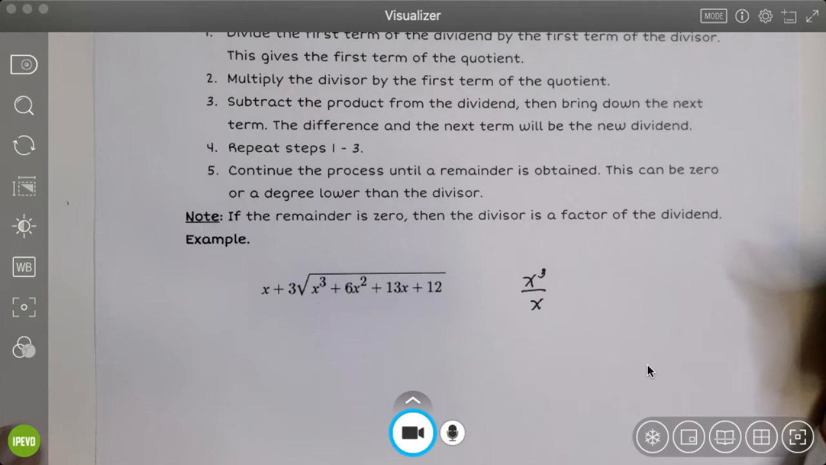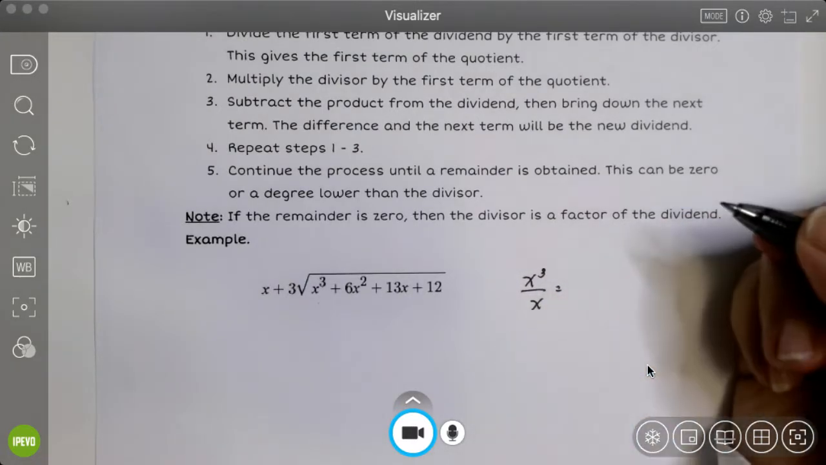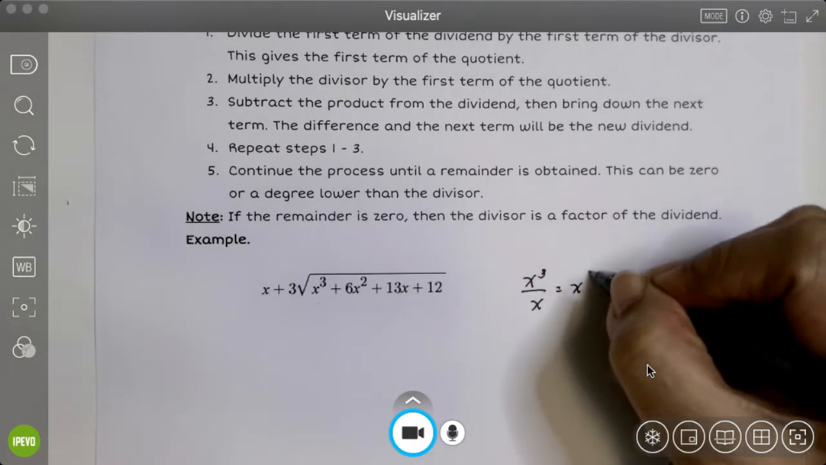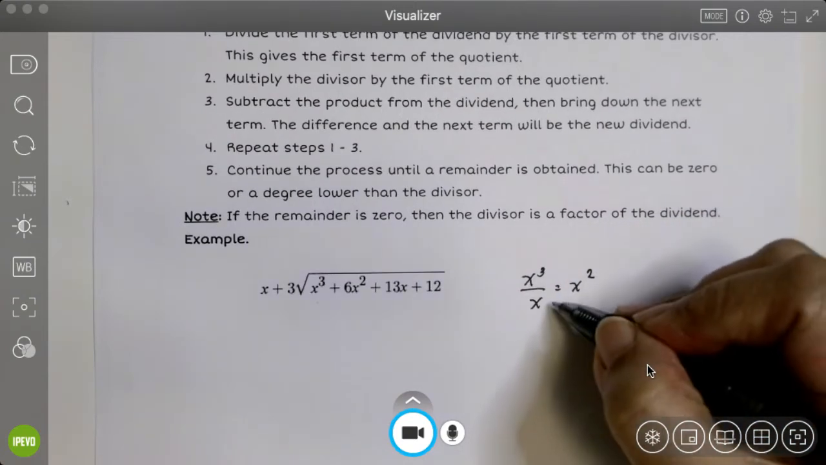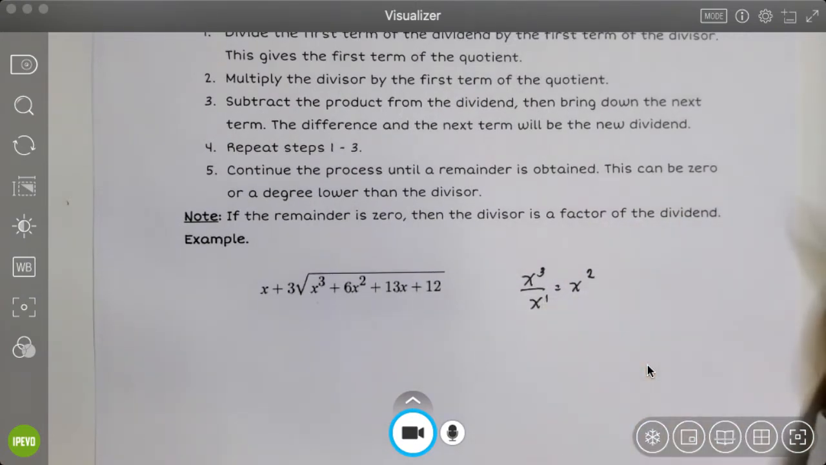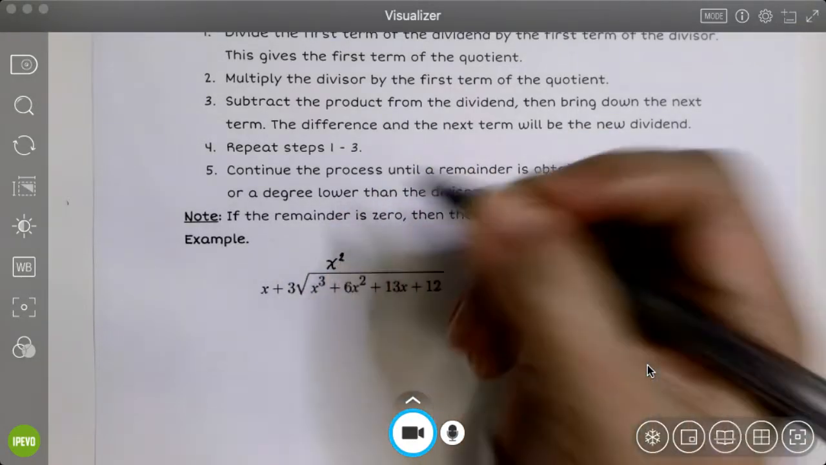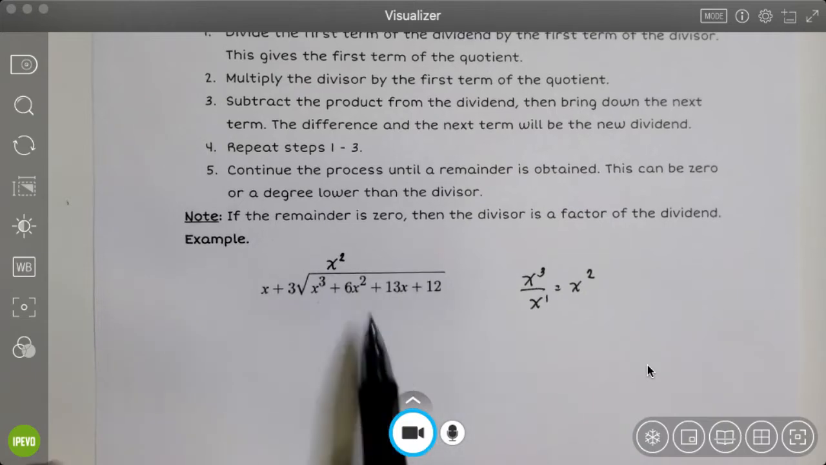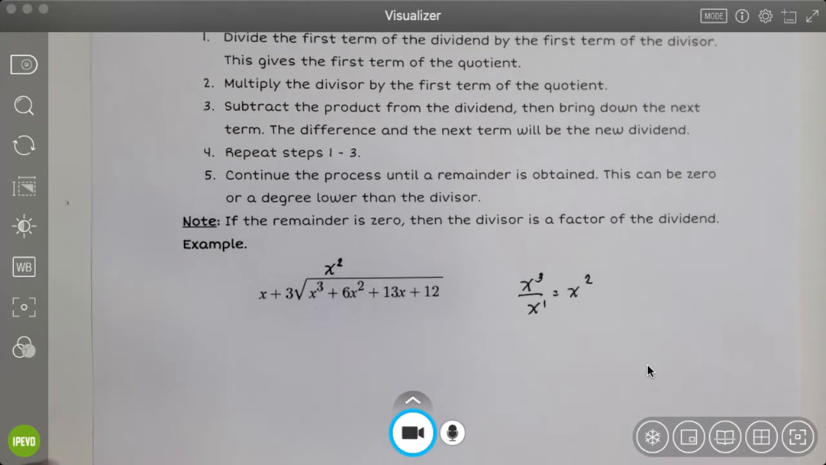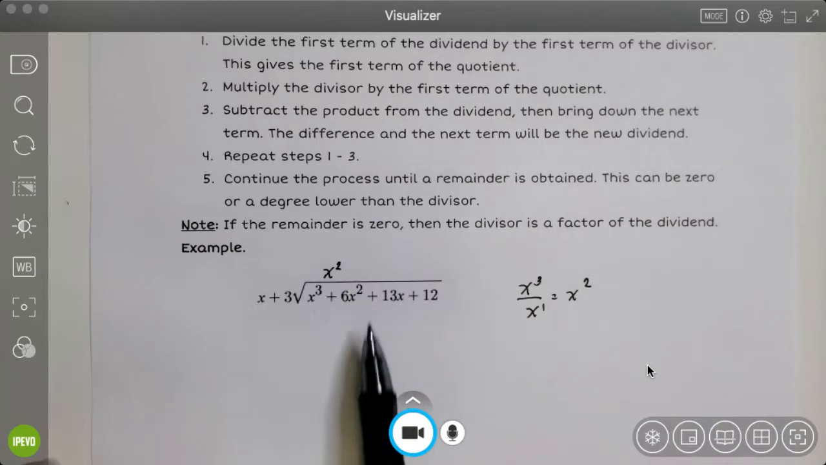Now, we will follow the rule for dividing exponents, polynomials with exponents. So when you divide, you have to subtract the exponents. So x cubed divided by x will be x to the second power, because 3 minus 1 is equal to 2. So let's go ahead and put x squared in your quotient space. So this is the first term of the quotient.